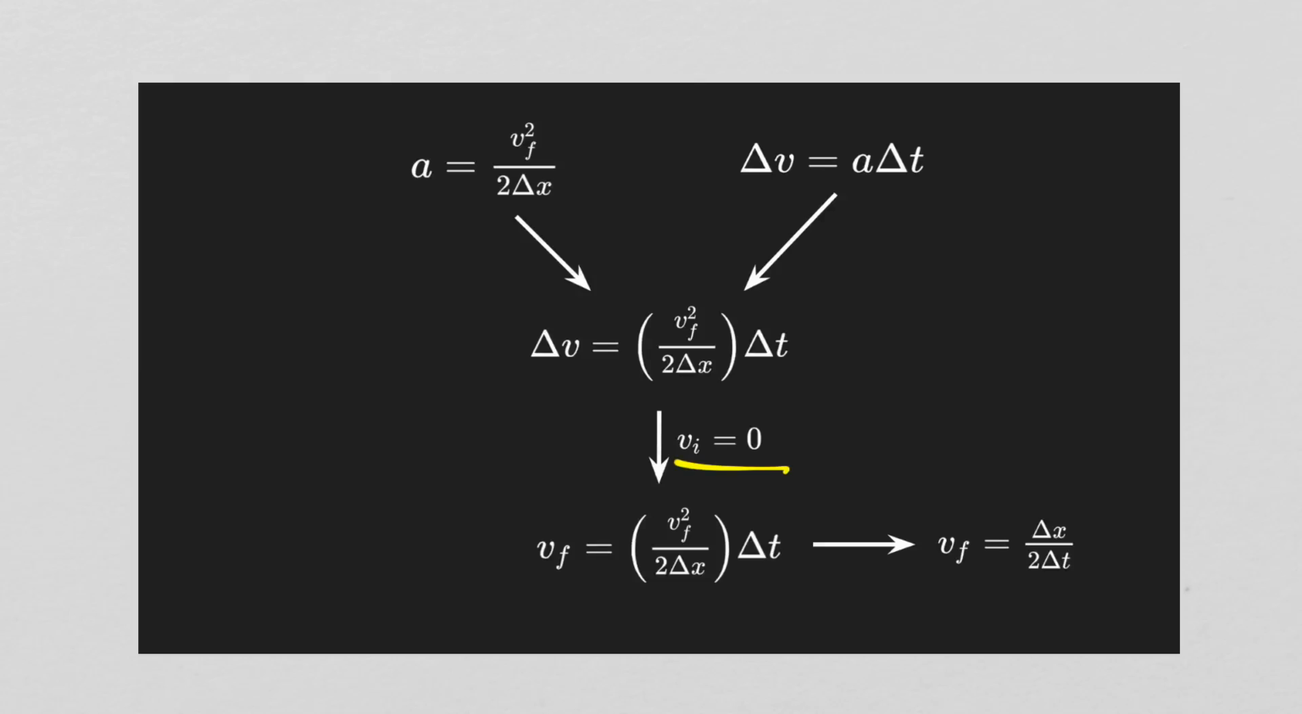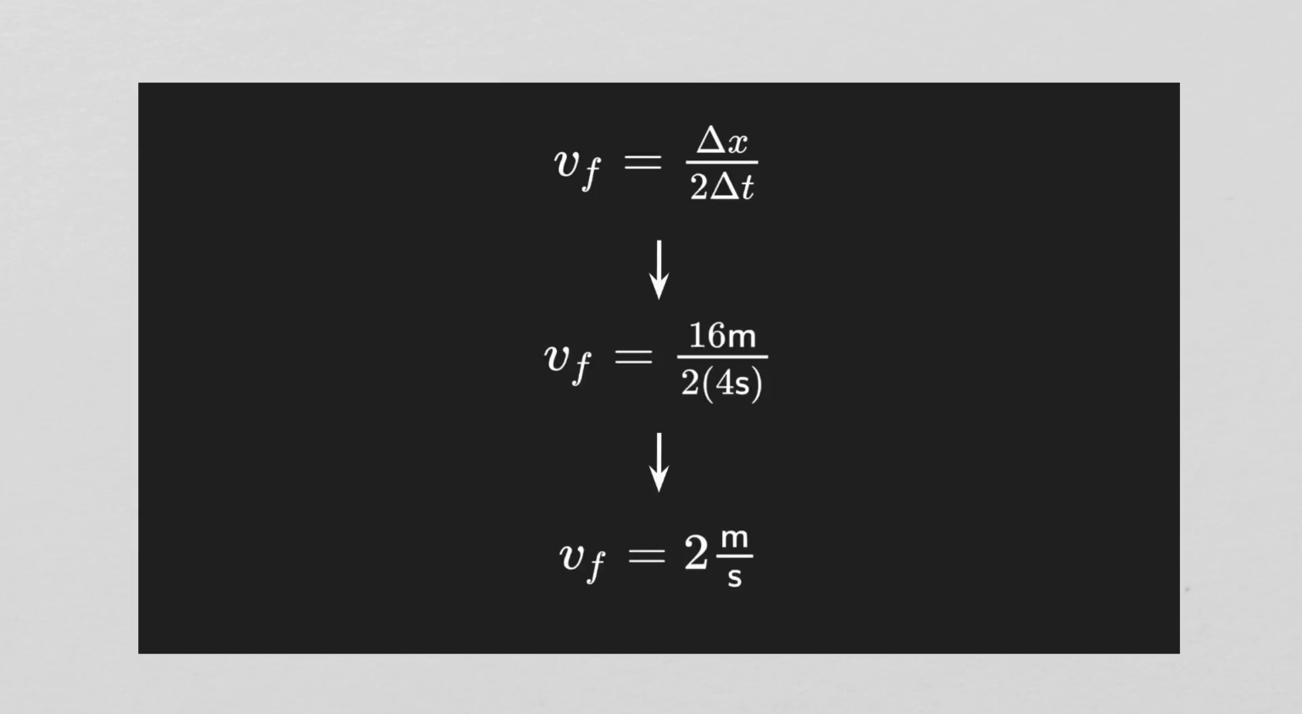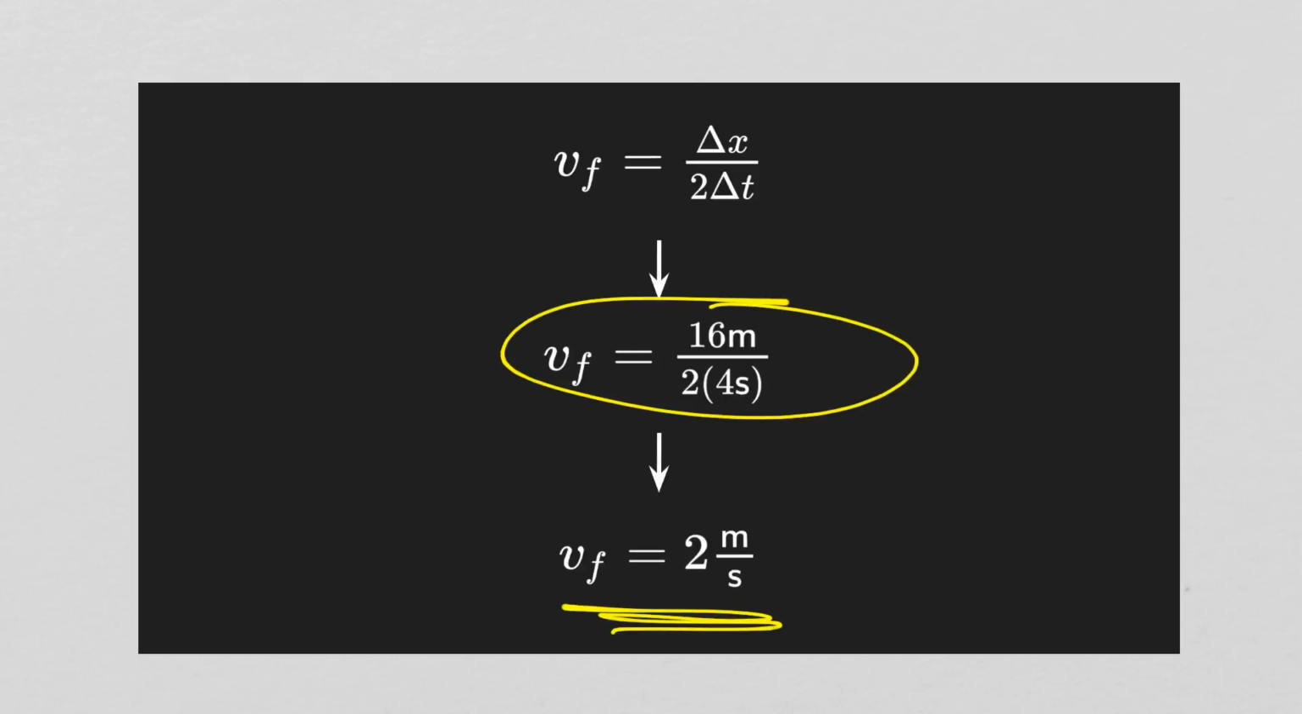v initial is equal to 0, which gives you your final expression for your final velocity, delta x over 2 delta t. And then, only then, after we've rearranged everything, we can plug in the numbers and get v final is 2 meters per second. Pay very close attention. All of these units need to match. These units need to match these units. If they don't, it's a sanity check. Something's wrong. Go back and check.